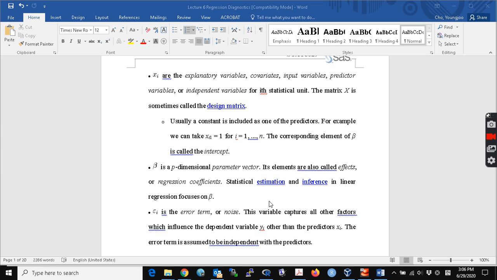And the error term is assumed to be independent of the predictors. And this error term is the unsystematic part of this model, which is the part that is not explained by the X's.